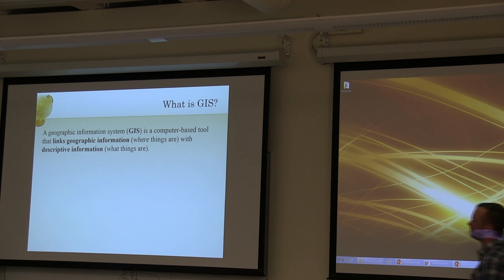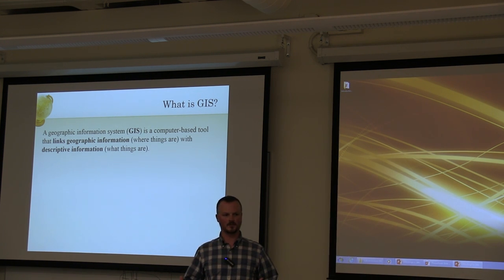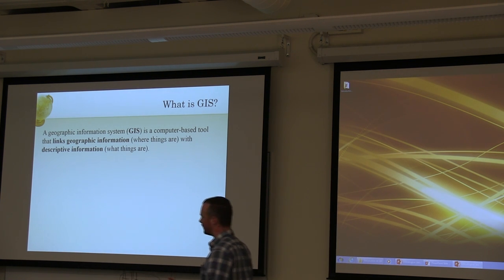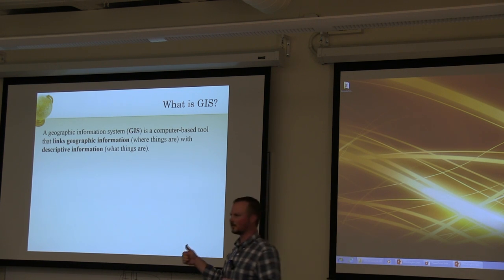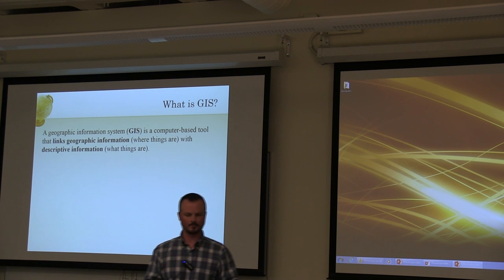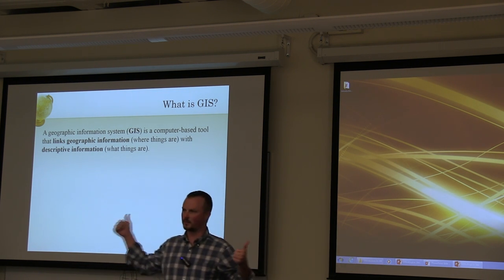But to be precise in defining what it is, a geographic information system is some sort of software or computer tool that links geographic information, right? So some position with respect to the Earth with descriptive information, or what I'll refer to as attributes. So it combines where things are with what they are.